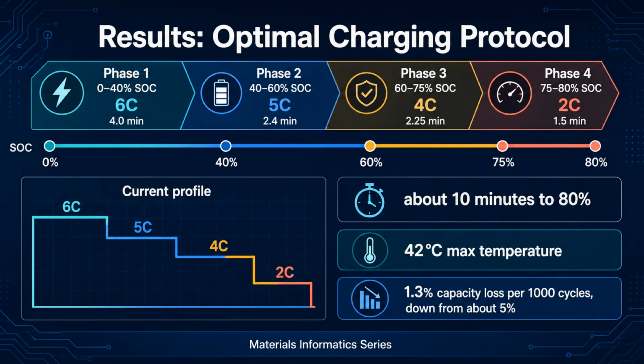Phase 1 uses high current, taking advantage of the battery's capacity to accept charge when cold and empty. Phase 2 uses moderate current as temperature rises. Phase 3 reduces further. Phase 4 uses low current to avoid the lithium plating risk at high state of charge. Maximum temperature stays well within safe limits. Degradation rate drops dramatically compared to naive fast charging, showing excellent improvement.